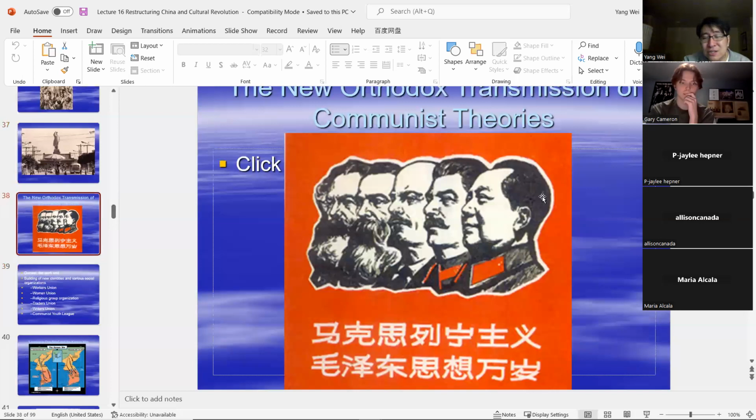Mao considered himself as the orthodox follower of Karl Marx, right? So you have this propaganda poster everywhere in China. You will see Karl Marx here as the originator of Marxism. And then you have Engels, Karl Marx's best friend. And then you have Vladimir Lenin, okay?